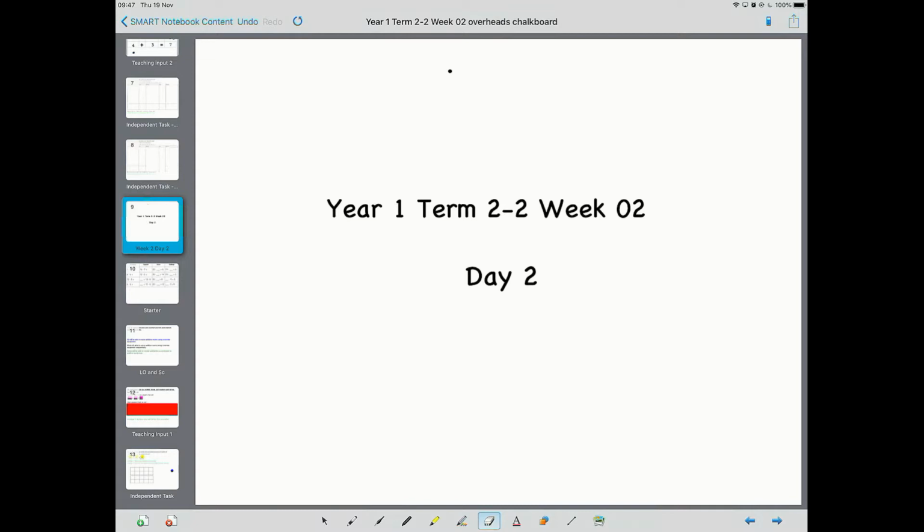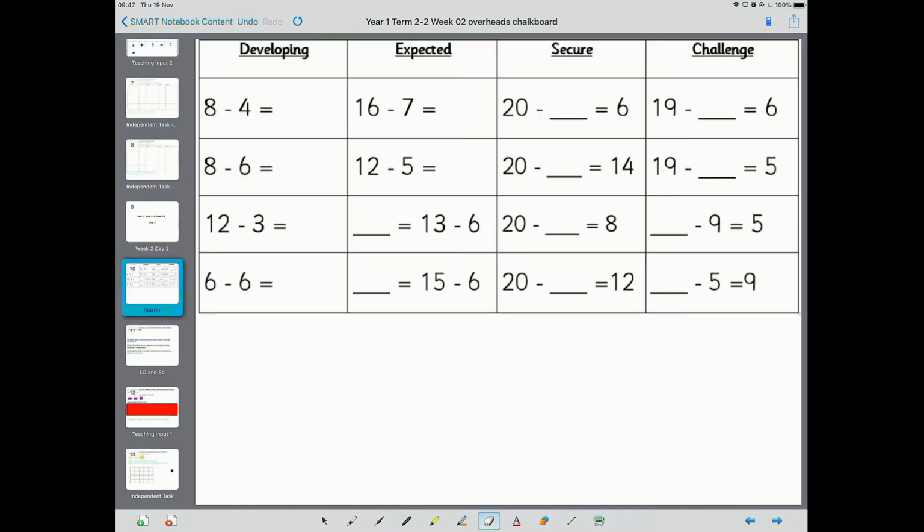So today we're going to be starting with our arithmetic starter, which is subtraction, and then we're going to be looking at how we can use addition facts to create subtraction sentences. Okay, so when you're ready, we'll get started. So when you're ready again, have a go at these, and when you're ready, start the video again and I'll go through the answers.